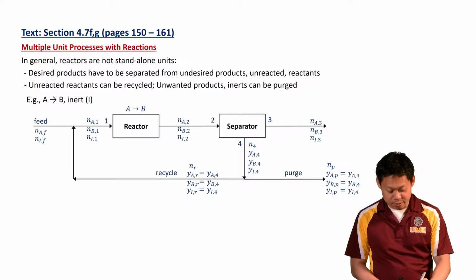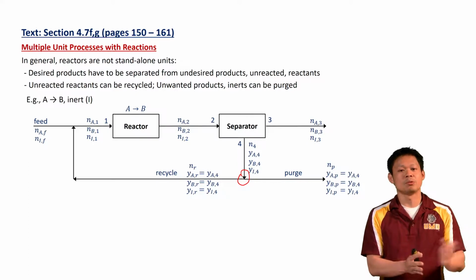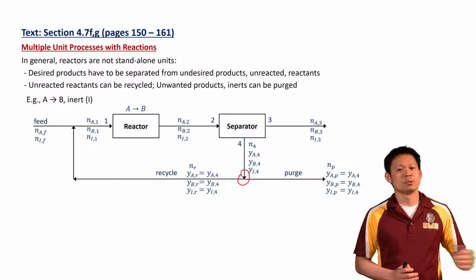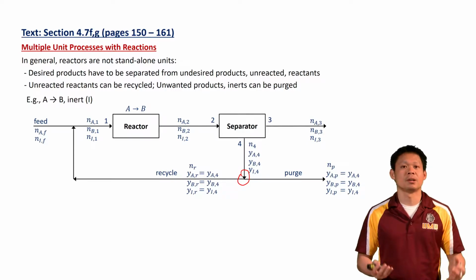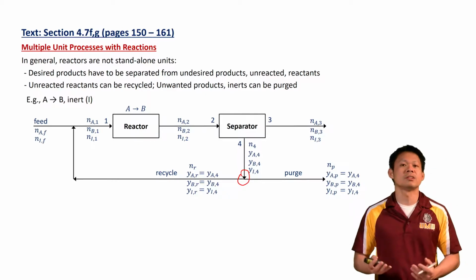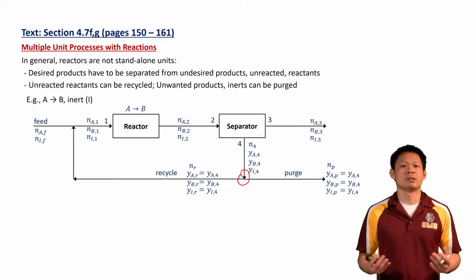And that's because down here you'll notice that when we have our stream 4 and then we put one to recycle and put one to purge, this is our splitting point. Going back to the lecture where we talk about what is the unique point of splitting points is that the compositions around the splitting points are the same, which means the mole fractions within these three streams are the same.